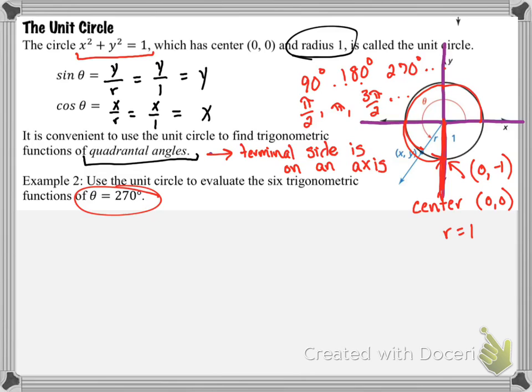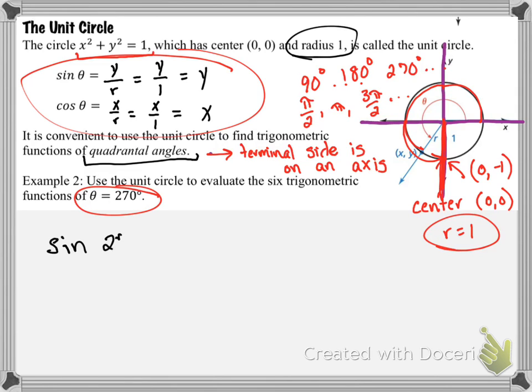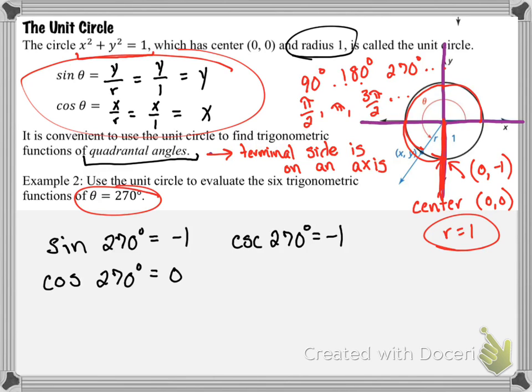So since I know it's 0, -1, I know the x and y, and this is a unit circle, it's got a radius of 1, I can just use these definitions from up here. So I know then that the sine of 270 degrees is just going to be that y coordinate, -1. So then the cosecant of 270 degrees is going to be the reciprocal of that, which is also -1. Okay, the cosine of 270 degrees is going to be the x coordinate, which is 0.